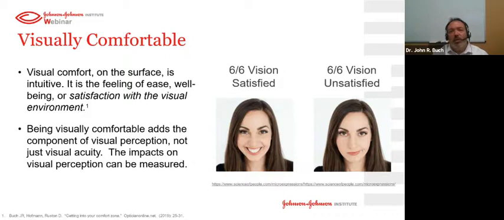But where it plays a role is, we've all had those patients that see 6.6 and they're very satisfied with their vision. They're very happy. And the next person also sees 6.6 acuity, but they're not happy. They're unsatisfied with their vision. And why is that? I think a major component is they're not visually comfortable. So I think it's important to know what contributes to that and what can we do about it.